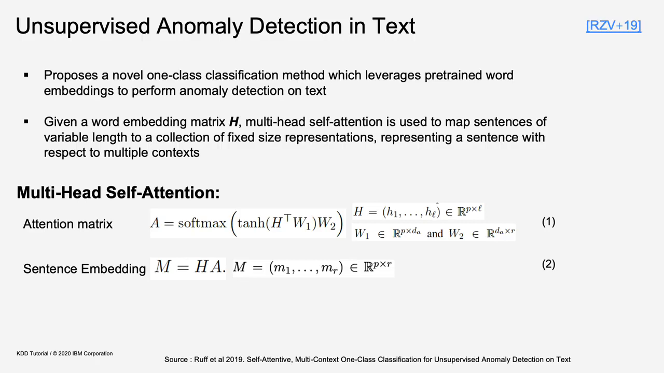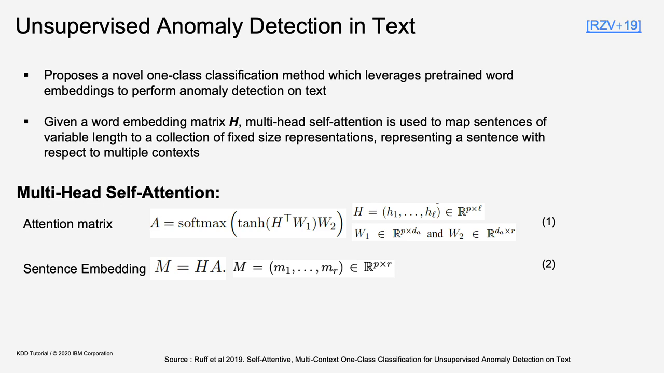Similar to the previous technique, the first step here is to represent text in a numerical format using pre-trained word embeddings. For each word in a sentence, embeddings are obtained, and the next task is to represent all the sentences in a fixed size representation, irrespective of the number of words in it. Here, the authors utilize a technique called multi-head self-attention, which maps variable length sequences to a fixed length representation, and additionally gives multiple numeric representations for the same sentence considering multiple contexts.